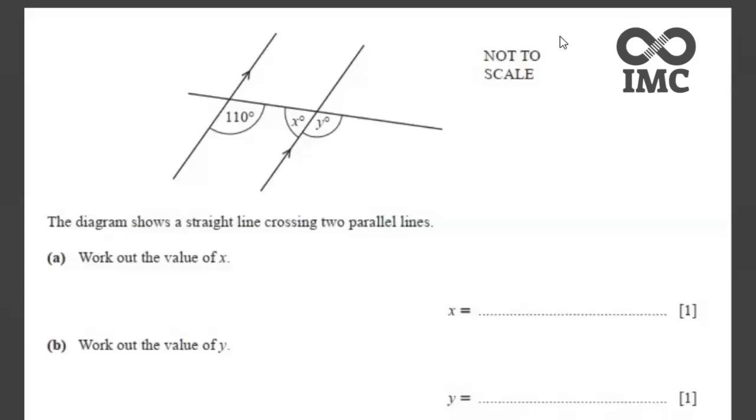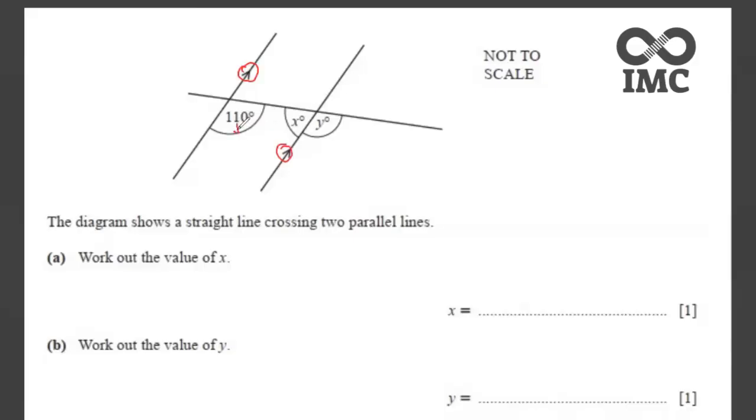The question says the diagram shows a straight line crossing two parallel lines. Work out the value of x and the value of y. So here we can say these two lines are parallel. Okay, this is already given.